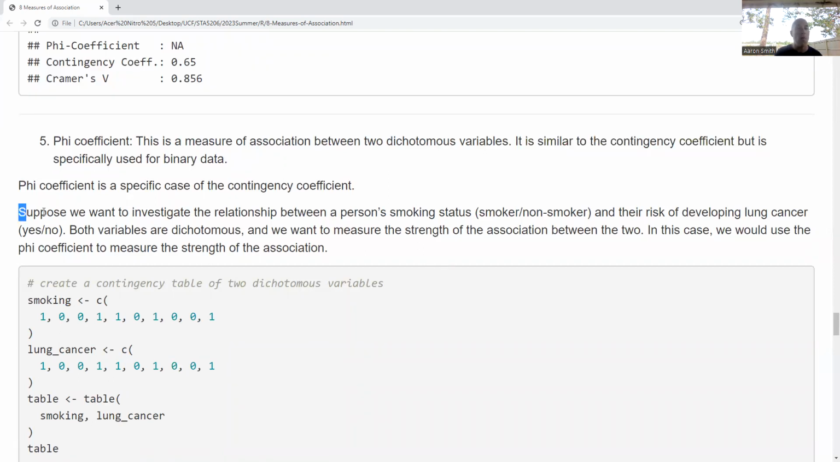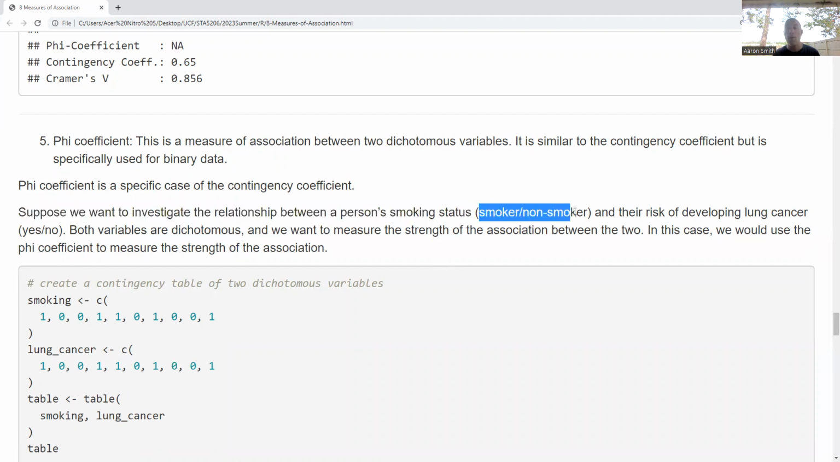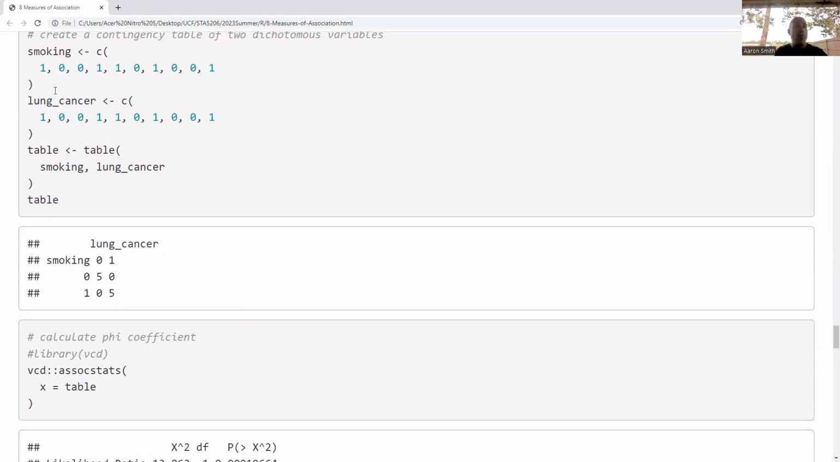So suppose that we want to investigate the relationship between a person's smoking status, that is smoker or non-smoker, and their risk of developing lung cancer, yes or no. Both variables are dichotomous, and we want to measure the strength of the relationship between the two. In this case, we would want to use the phi coefficient to measure the strength of the association. And so here I have some fake data.